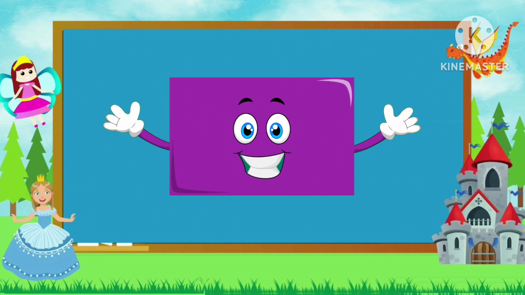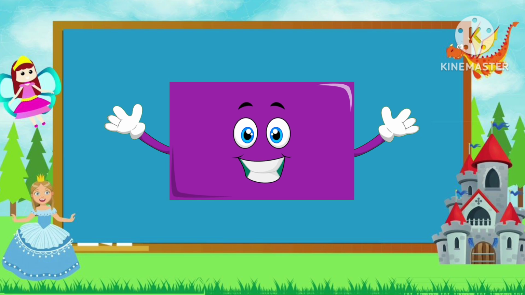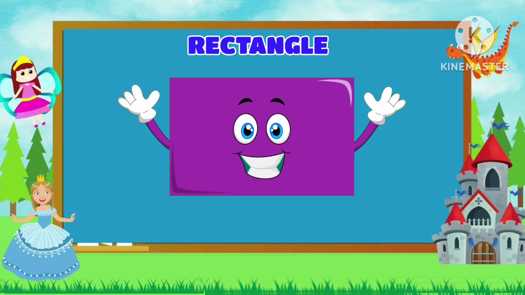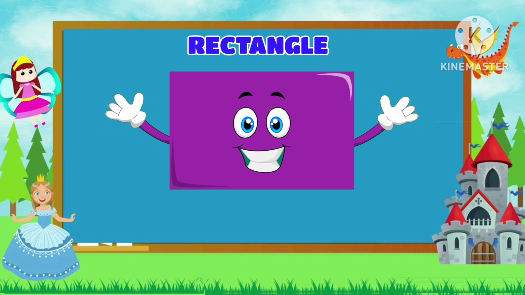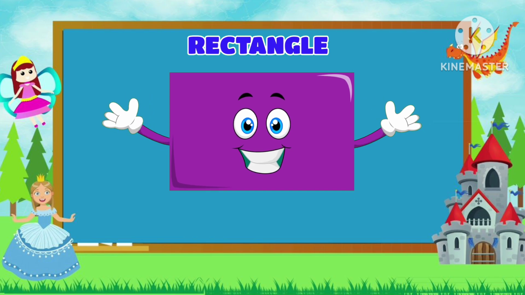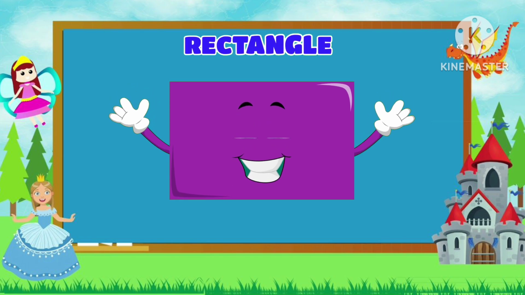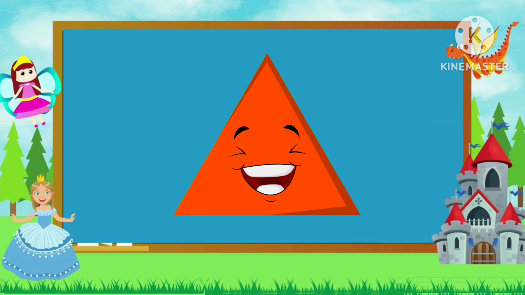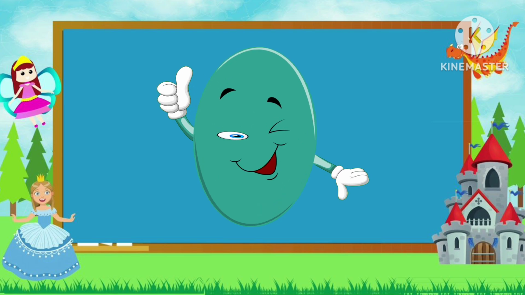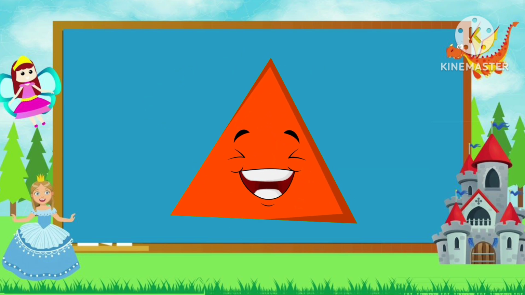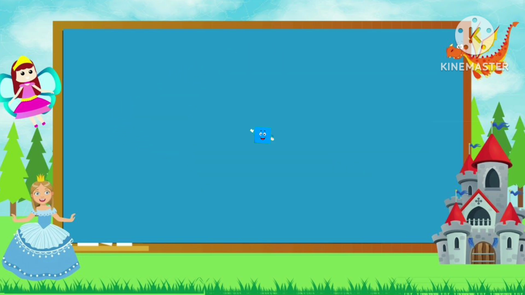I'm a rectangle you see, like a very long square. I'm straight and I'm long like a brick. Triangle, rectangle, circle, oval, square.